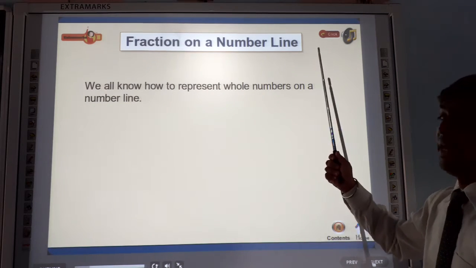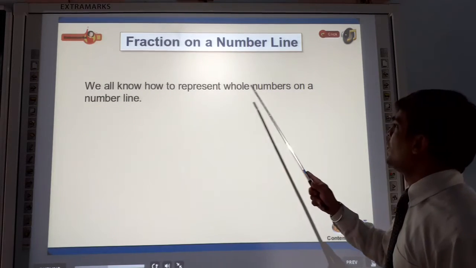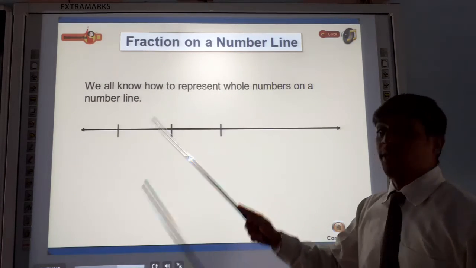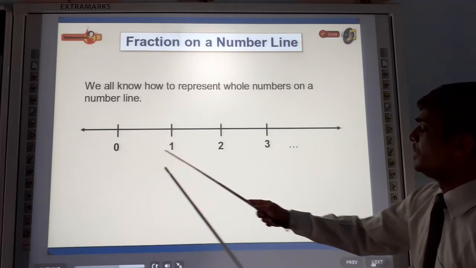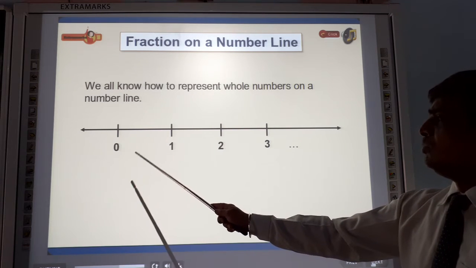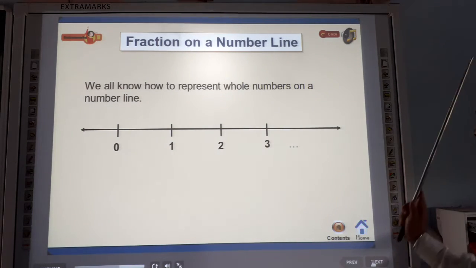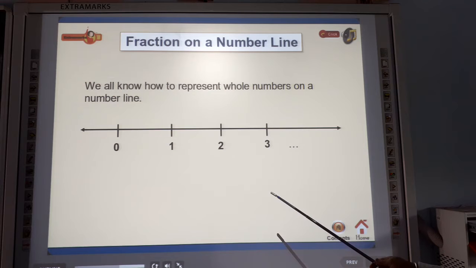Fraction on a number line. We all know how to represent whole numbers on a number line. Draw a number line. One number each, 1 unit: 0, 1, 2, 3 and so on.